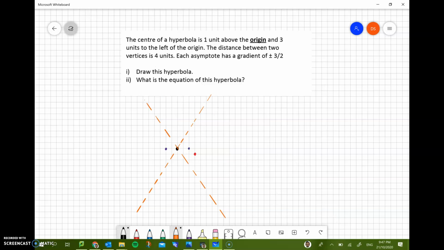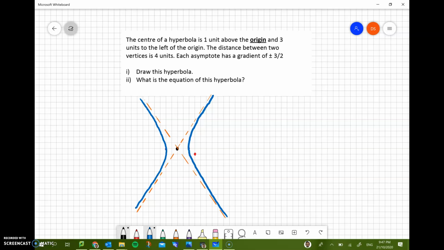Okay, I can get rid of my ruler, and so I need to draw a shape, and I'm going to draw it in blue that goes through the purple dots and close to these lines. So here we go. That's one hyperbola part, and my other hyperbola part. But notice that the distance between the two vertices is 4 units. Now we'll work out the equation of this hyperbola.